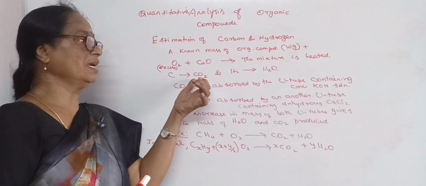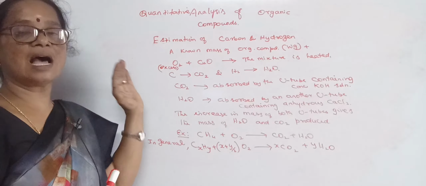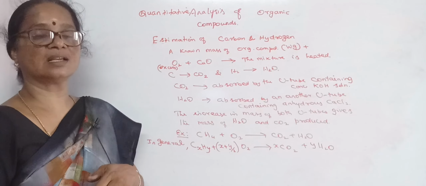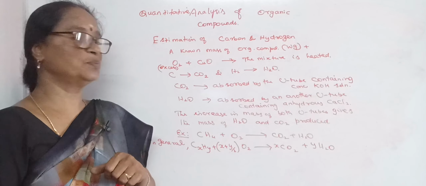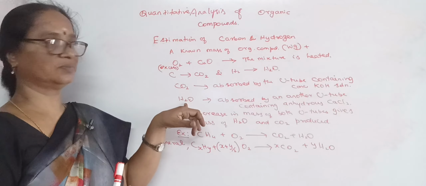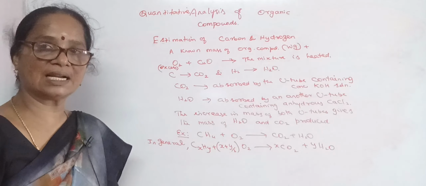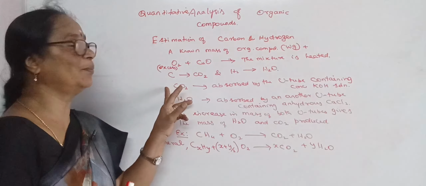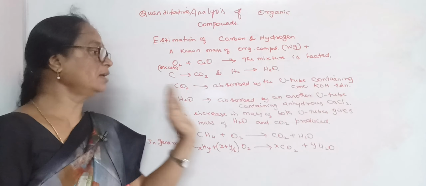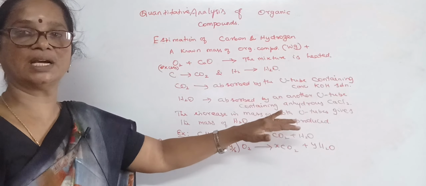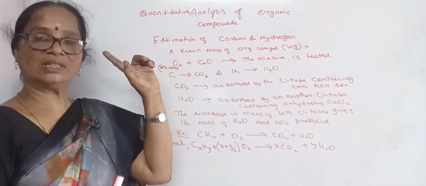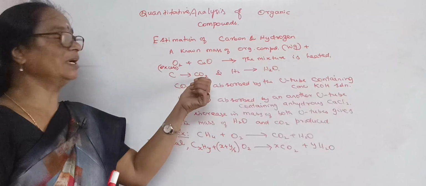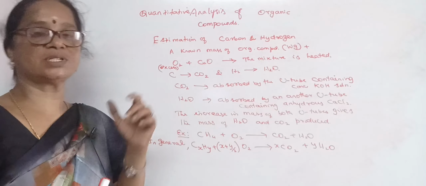The formed carbon dioxide and water are absorbed through the U-tubes. One U-tube contains anhydrous calcium chloride, which absorbs the moisture, that means the water, and the other U-tube contains concentrated potassium hydroxide solution that absorbs carbon dioxide. We have to weigh the U-tubes before and after the absorption of gases. The difference in masses of the U-tubes tells us how much carbon dioxide and water were produced during the oxidation reactions.